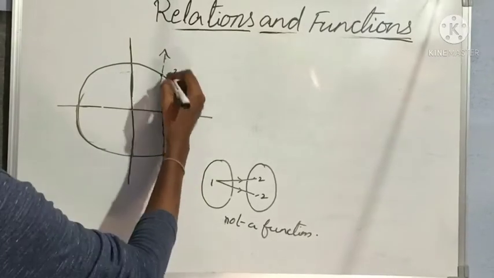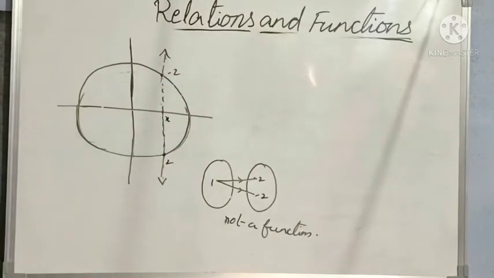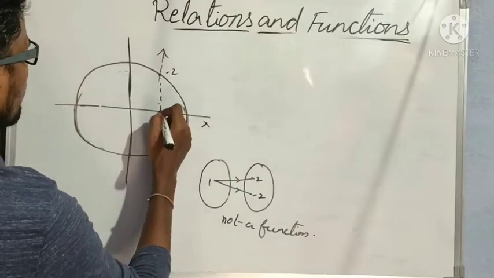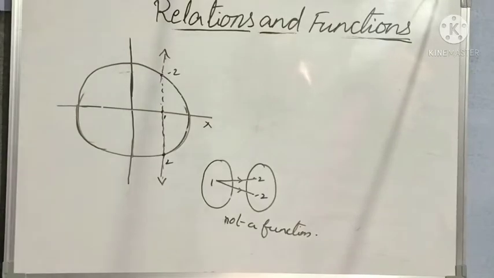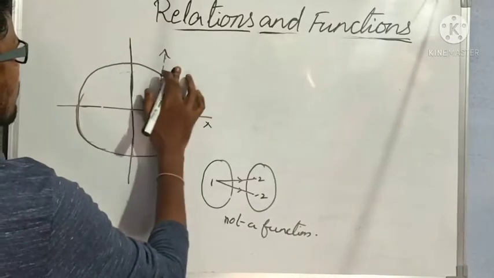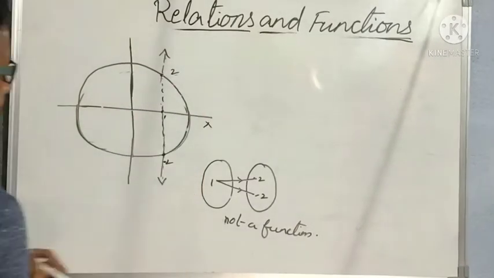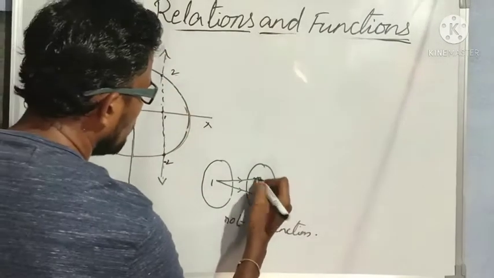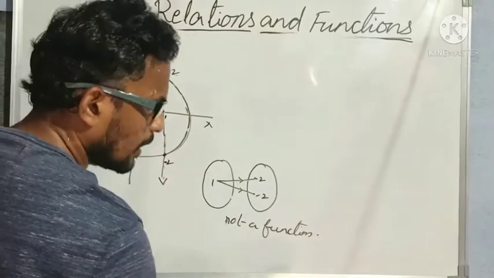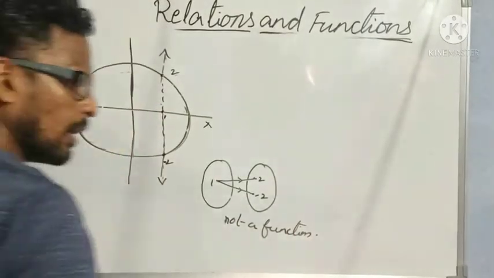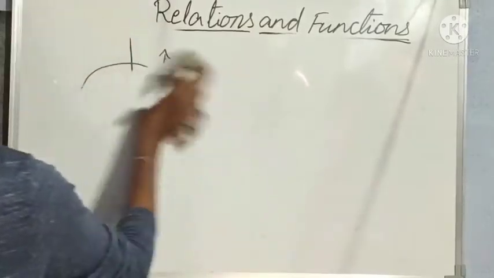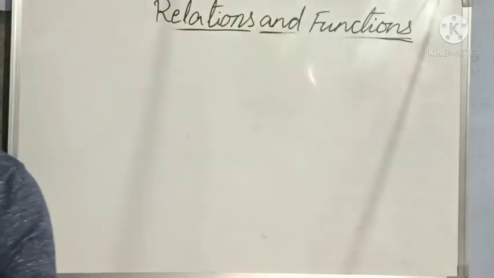It means it is having 2 images for one single point. This is the line x is equal to 1 on the x-axis, and this is y is equal to plus 2, and this is y is equal to minus 2. If the curve is intersecting and having two images for one point, then that is not a function. That's why this curve is not a function. Understood? This is how we can explain whether a curve is a function or not by using the vertical line test.